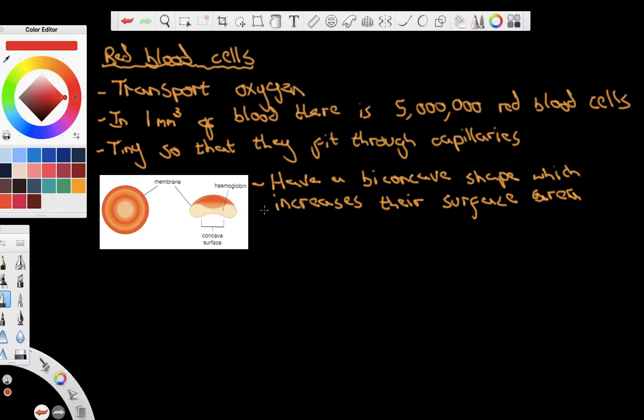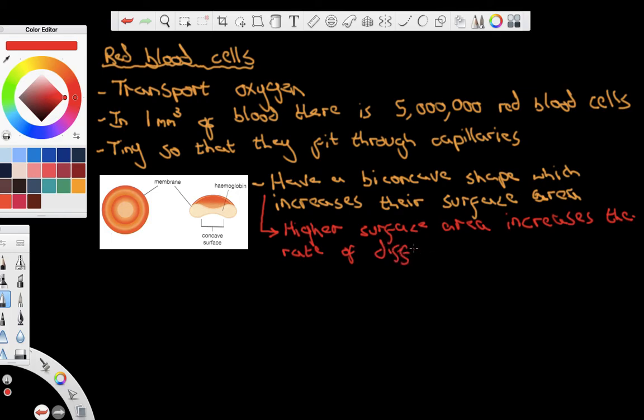So we can just add underneath this one, I'm going to put it in red, that a higher surface area increases the rate of diffusion of oxygen.